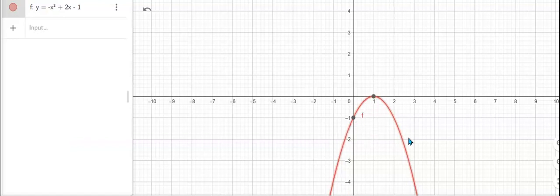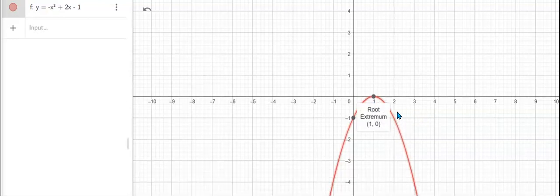It will show you this graph going downwards. That is because it's negative x squared. A is negative 1. Therefore, your graph is going to face downwards. Now, different from the previous one, we have two roots, meaning two x-intercepts. This one only has one root.